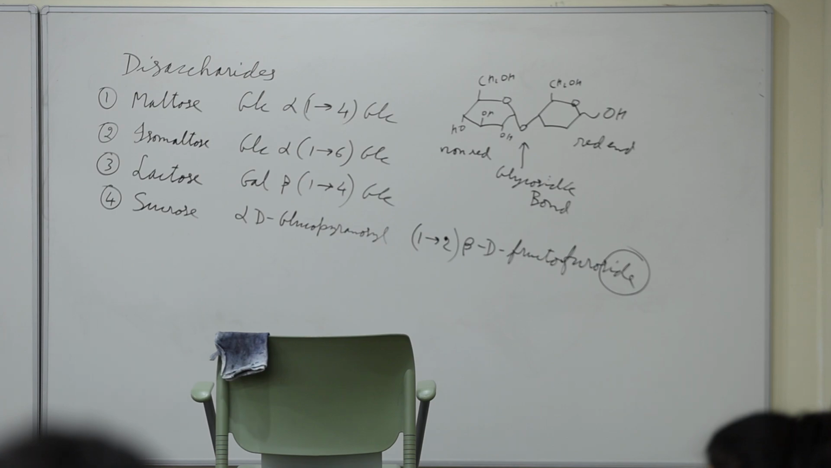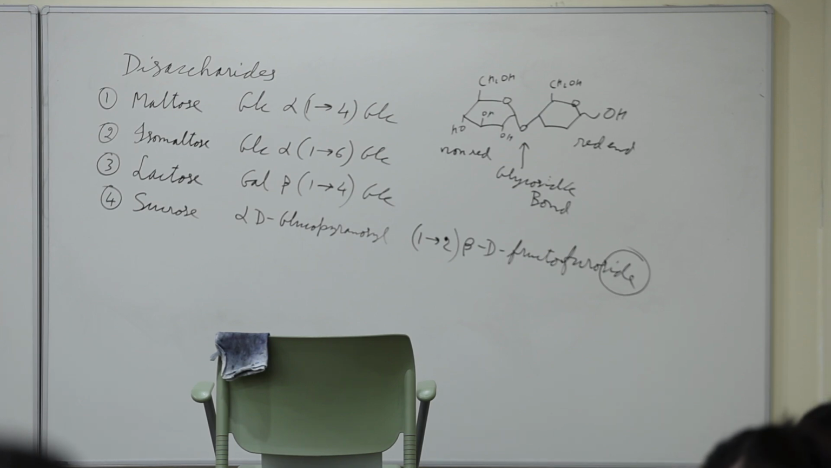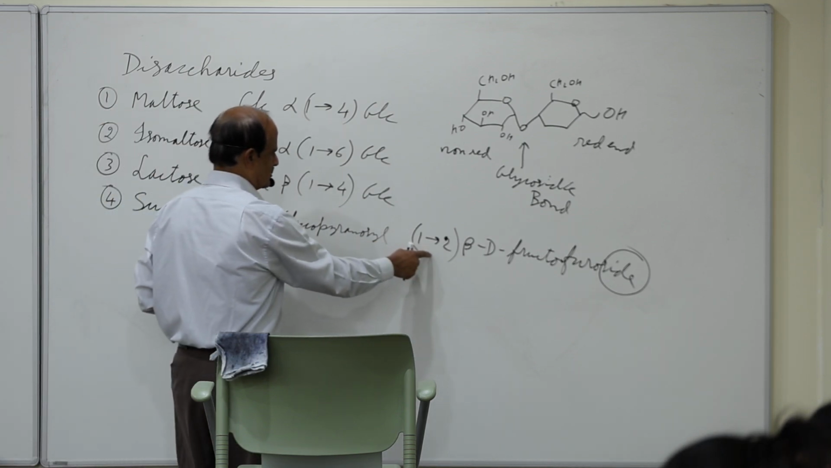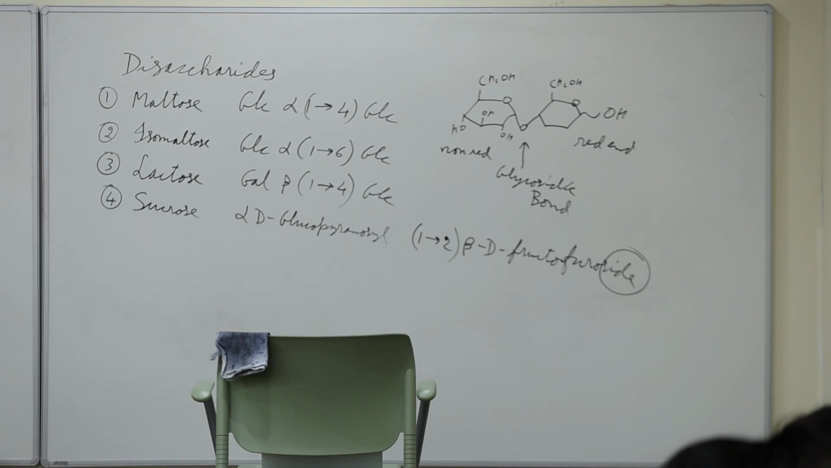Yes? Can you please read out the last one? Read out, you cannot see that? It is beta, so it's alpha D glucopyranosyl. Then 1,2 beta D fructofuranoside. So pyranose means 6-membered ring, furanose means 5-membered ring. So the glucose is a 6-membered ring, fructose is a 5-membered ring, and both are involved. The glycosidic linkage is between the two anomeric OHs, and so it doesn't have any anomeric OH left, so it is a non-reducing sugar.